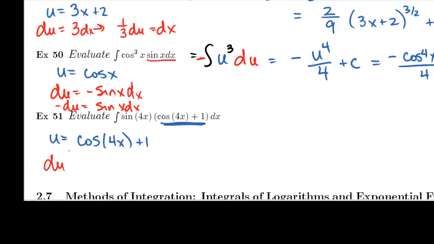And this will complete the lesson. The next lesson will look at some other integrals of logarithms and exponential functions.